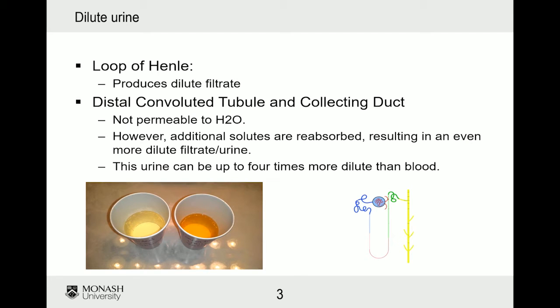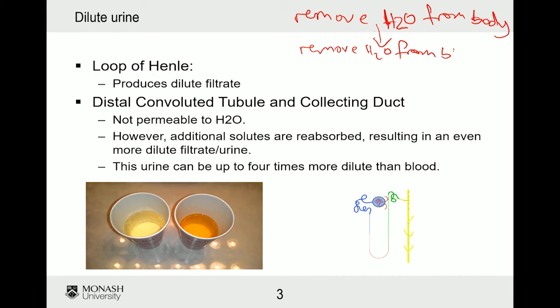If we want to make dilute urine or remove water from the body, that's H2O from body, or maintaining our solutes, our ions and proteins and such, we need to remove water from the blood. We do this through urine, predominantly.